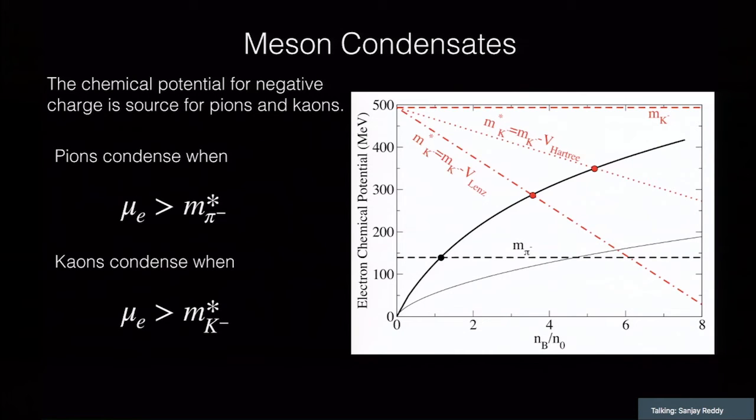So whenever you have an object like a pion or a kaon with negative charge, when the electron chemical potential is larger than the rest mass of a pion in the medium, denoted by m star here, which just means that the medium can provide corrections to the mass of the particle through interactions, then that boson will condense. And at zero temperature, it will form a Bose-Einstein condensate.